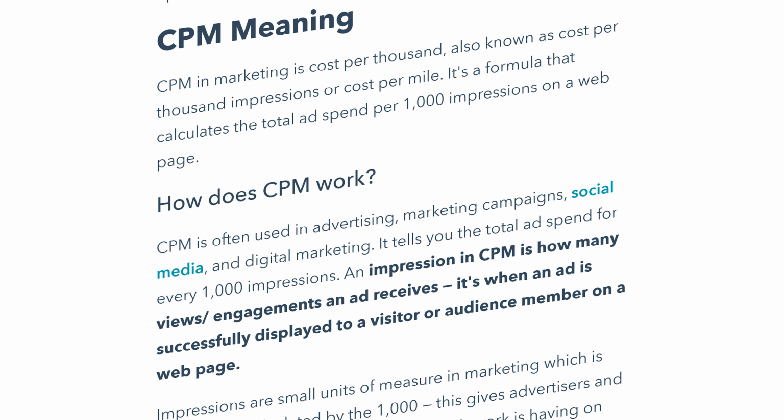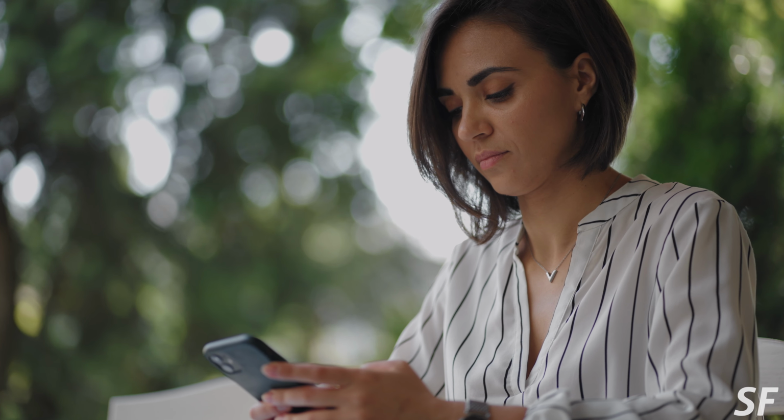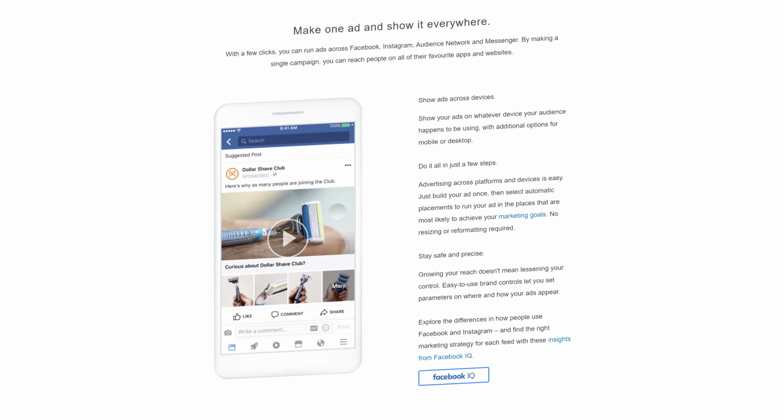So if you've got a CPM of, say, 5, what that means is for every 1,000 impressions, so 1,000 eyeballs on your ad, it's costing you $5. And CPM is going to vary massively depending on the platform that you're advertising on. On some of those junkier native traffic ad platforms that show ads on the bottom of articles on second-rate news sites, you can have very cheap CPMs. Platforms like Facebook ads, you can often get pretty cheap CPMs, although they have been increasing over time.